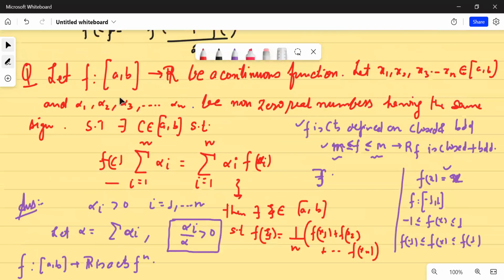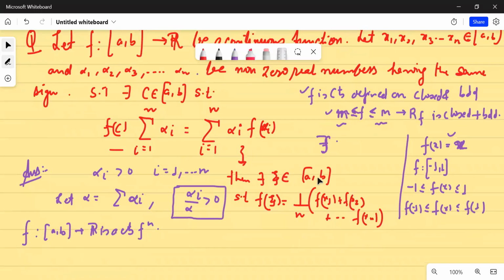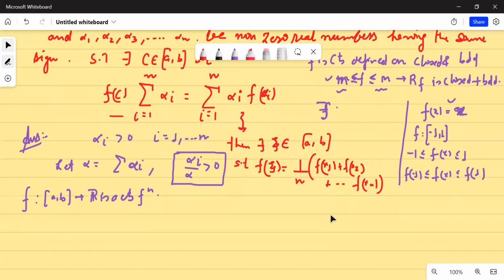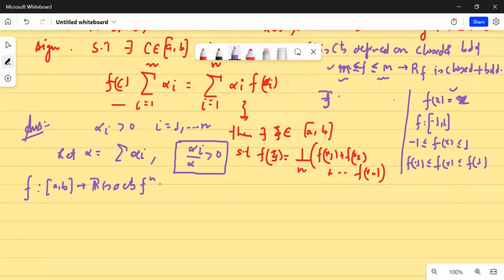If f is continuous function and x1, x2, x3, xn belongs to a comma b, alpha 1, alpha 2, alpha I are natural numbers having the same sign, or b non-zero numbers having the same sign, such that f c into summation alpha I is equal to summation I equal to 1 to n alpha I f x I, then there exists zeta belongs to a comma b such that f zeta is equal to this. Now don't worry, I am explaining it. So this thing is understood: the function will always attain minimum and maximum.